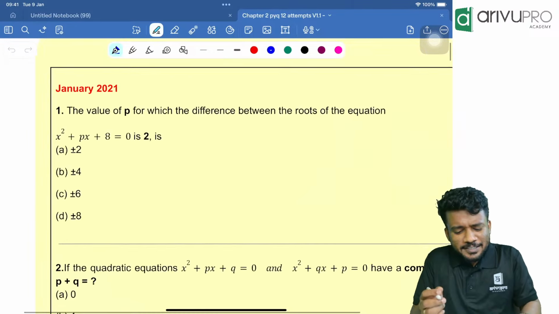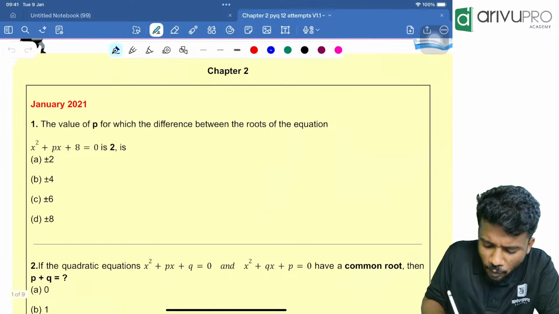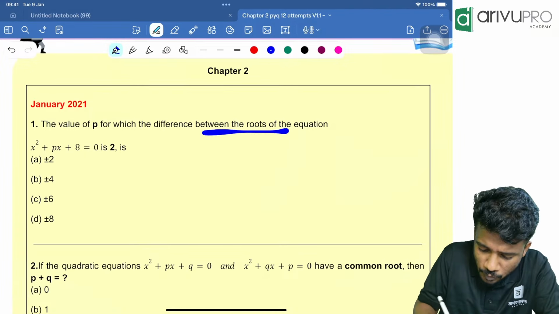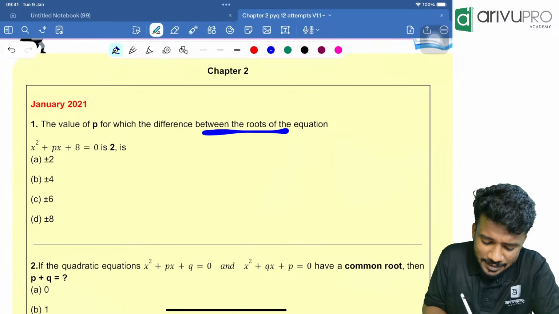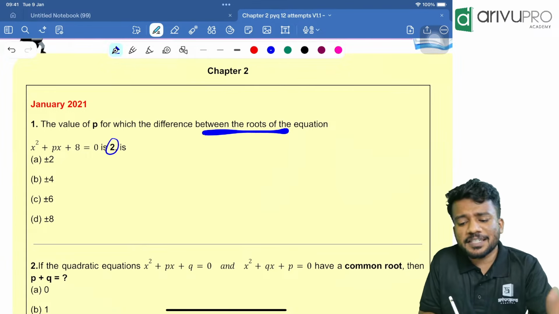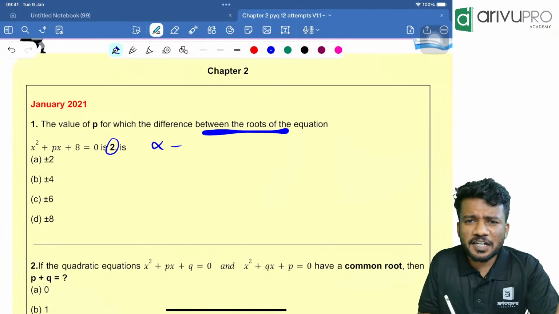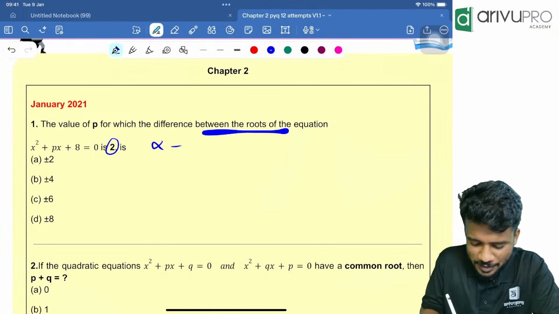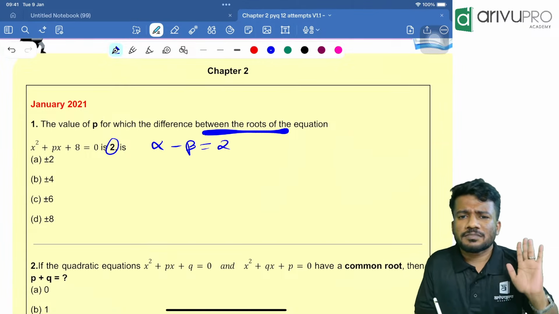Jan 2021 people, the value of p for which the difference between the roots of the equation x square plus px plus 8 is equal to 0 is 2. That means difference between the roots is what? Alpha and beta. Usually we say alpha and beta are the roots of the equation. So alpha minus beta is equal to how much now? 2.